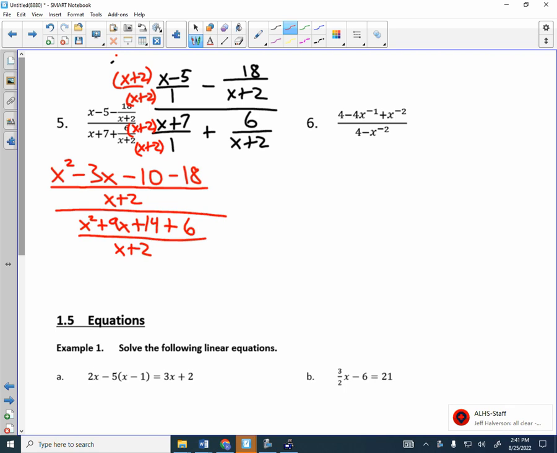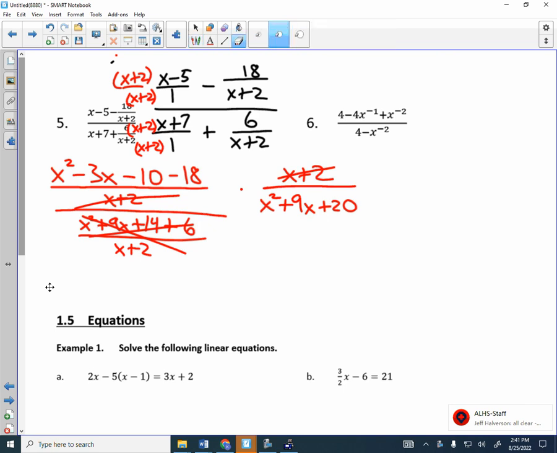Sweet. Now I have a fraction over a fraction, so what do we do? Multiply by the reciprocal. So I'll multiply by x plus 2 on the top, and x squared plus 9x. Isn't that just going to be a plus 20? Plus 20. So usually I do that, I then cross out to show that I'm doing that. That's how I like to show my work. What happens now? The x plus 2's cancel. And then this minus 10 minus 18, is that just a minus 28?